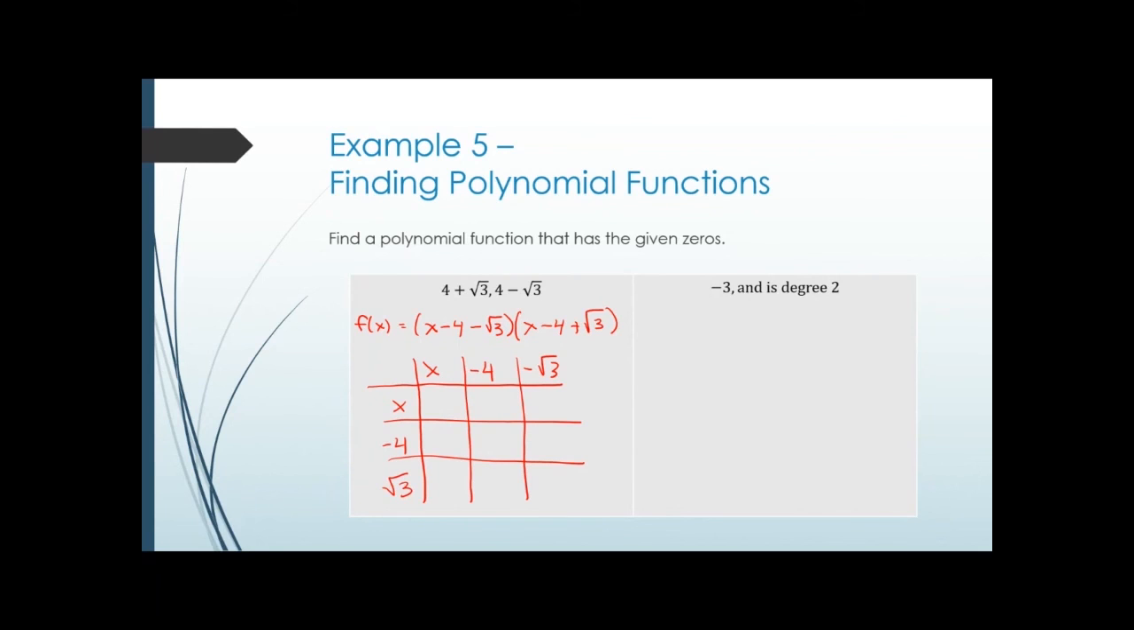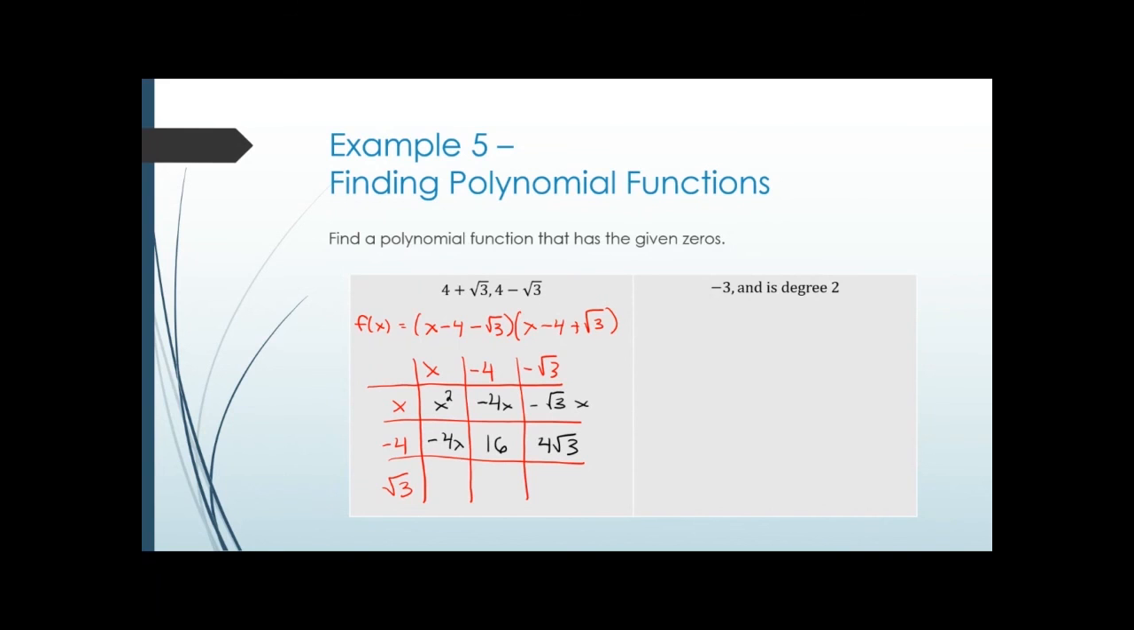So x times x gives me x squared. Then I'm going to go x times negative 4, so that's minus 4x. X times negative square root of 3 is negative square root of 3x. Now I'm going to multiply the next row with each column, so I get negative 4x. Then negative 4 times negative 4 is 16. And negative 4 times negative square root of 3, those negatives cancel, and I get 4 times the square root of 3.